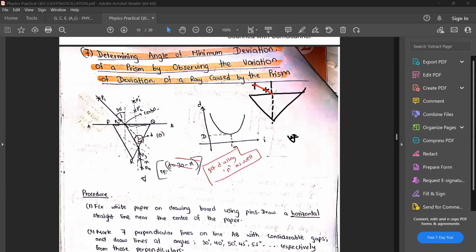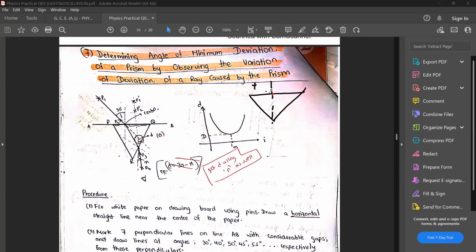Due to this prism, it will be refracted to some extent, and then it will finally reach your eye like this. So you will be able to see the two pins. What you should do is take different angles. This should be done practically, but I can just explain it.